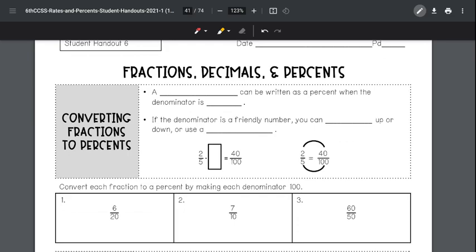Converting fractions to percents. A fraction can be written as a percent when the denominator is 100. If the denominator is a friendly number, we're talking about easy whole numbers, okay? We're not talking about like 1.78326. That's not a friendly number. 5 is a friendly number. 12 is a friendly number, okay? So if the denominator is a friendly number, you can scale up or down or use a proportion.